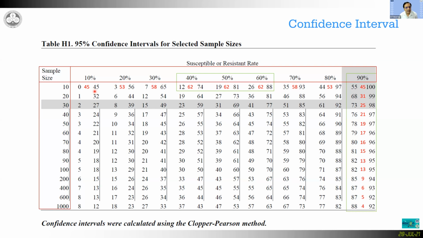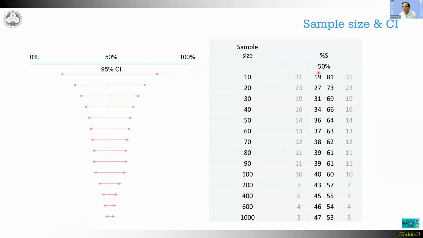In 20% it's 53, in 30% it's 58, 40% and 50% it's 62. So I will take this part and show you graphically. If the sample size increases from 10 to say 1000, in an organism which has 50% susceptibility, the confidence interval gradually reduces from 31 on either side to 3 on either side.